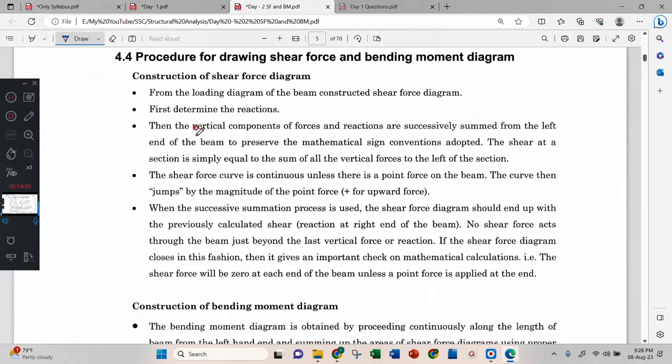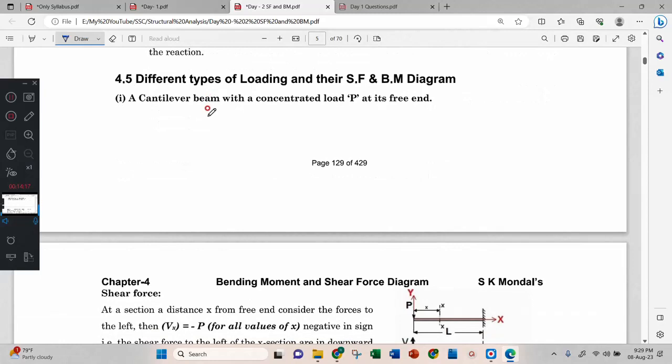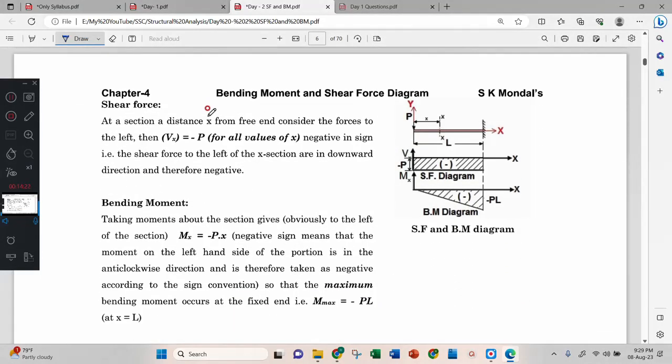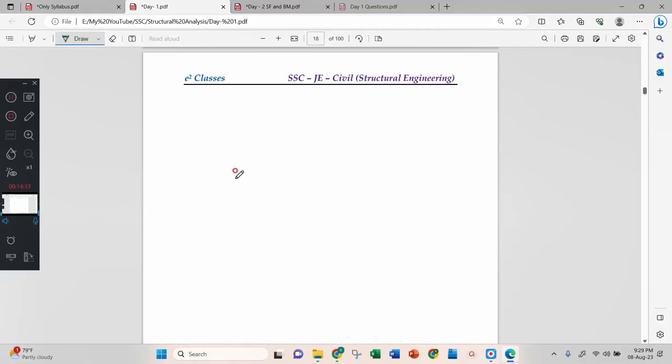Next, procedure for drawing shear force and bending moment diagram, you can read them. Construction for bending moment diagram, you can read. Difference between the loading and their shear force diagram. Okay. From here we will study some standard figures only. Now look at here. First I will study cantilever because it is very easier than simply supported beam. Okay, we'll finish all of them.